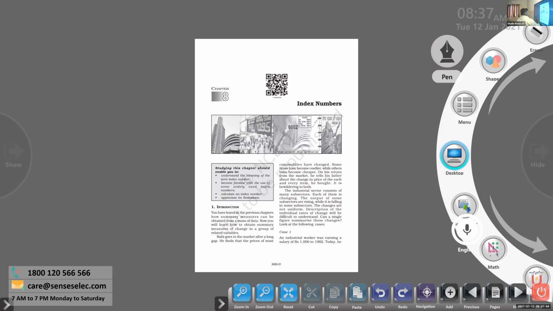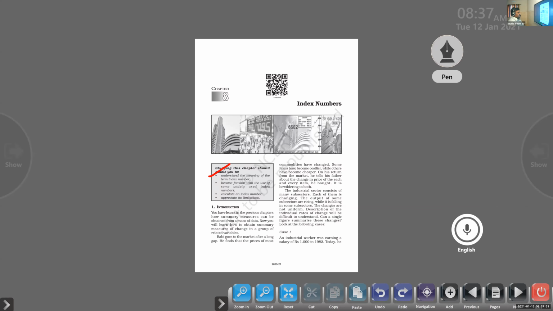Studying this chapter should enable you to understand the meaning of the term index numbers. What do you mean by the term index numbers? Next, become familiar with the use of some widely used index numbers. Calculate an index number, using different methods. Next, appreciate its limitations. A number of limitations are there for index numbers, and at the same time uses also are there. We want to observe it carefully in this class.